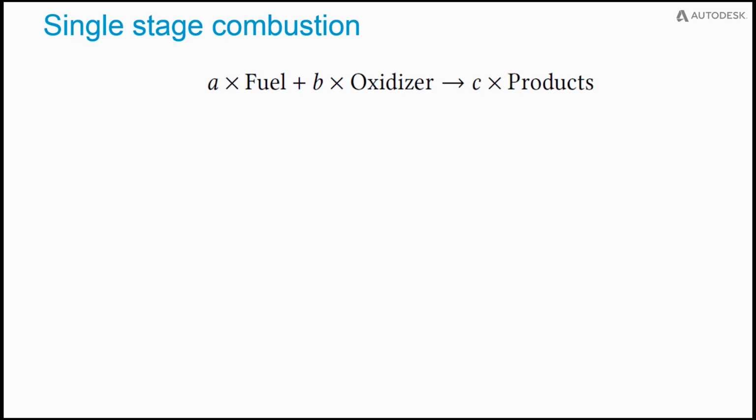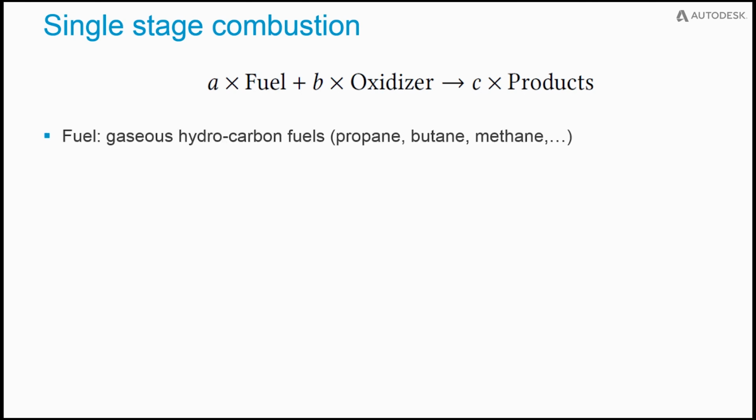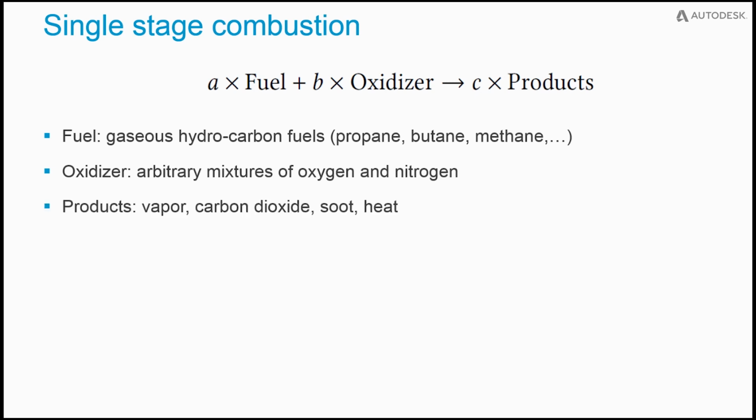So as you can see here, I've written the combustion reaction as a single stage reaction, which takes some amount of fuel, which can be, in the case of the Bifrost solver, currently some gaseous hydrocarbon fuel like propane. This fuel then reacts with oxidizer, which might be some arbitrary mixture of oxygen and nitrogen. Other gases can be involved too, but it's really the oxygen that reacts with the fuel. Then these two constituents react and produce water vapor, carbon dioxide, soot, and heat. And the heat then feeds back into the fluid dynamics.